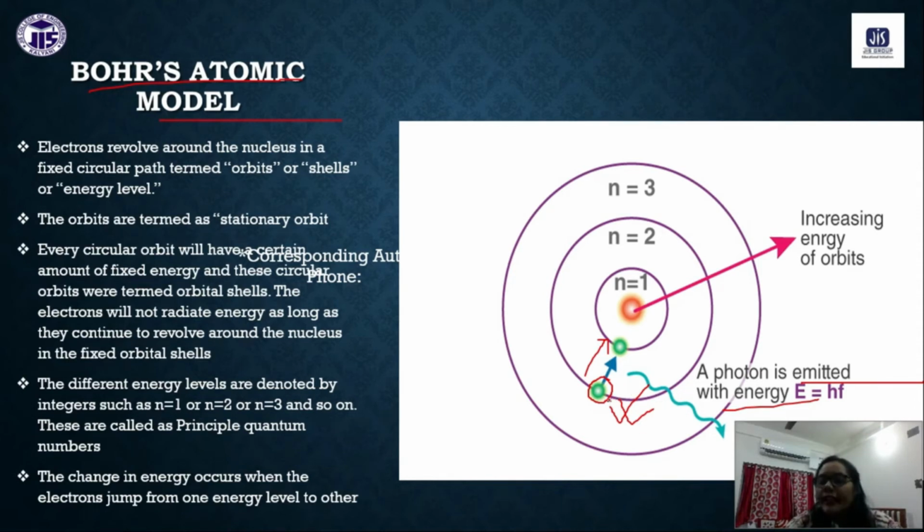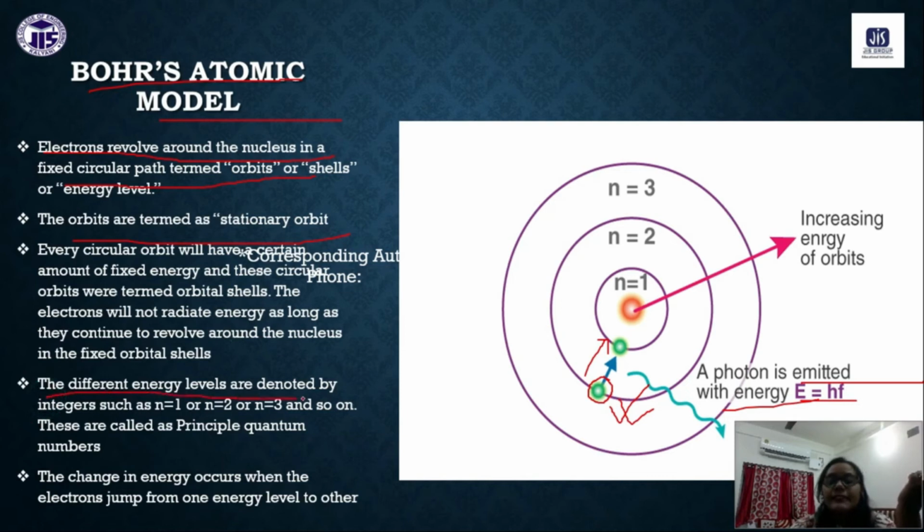Okay, so if the electron will go towards the lower energy level, it will emit some of the energy, and that is E. So electrons revolve around the nucleus in a fixed circular path, that is termed orbit. The orbits are termed as stationary orbits, all orbits are stationary orbits.